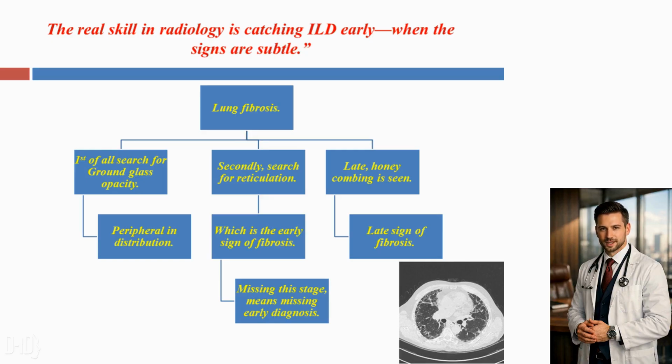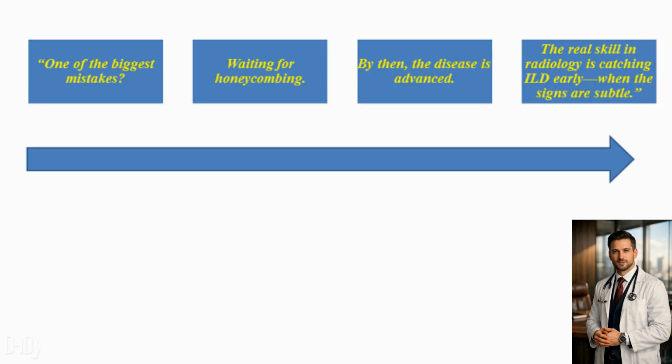The real skill in radiology is catching interstitial lung disease when the signs are subtle before its transformation into lung fibrosis. One of the biggest mistakes is waiting for honeycombing to diagnose lung fibrosis. By then the disease is advanced. The real skill in radiology is catching interstitial lung fibrosis early when the signs are subtle.